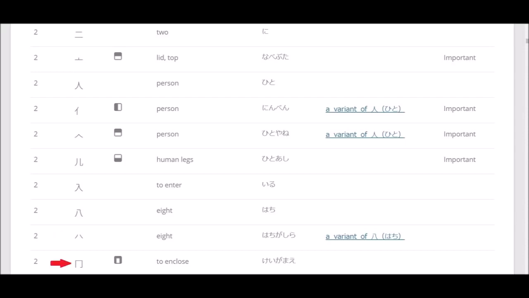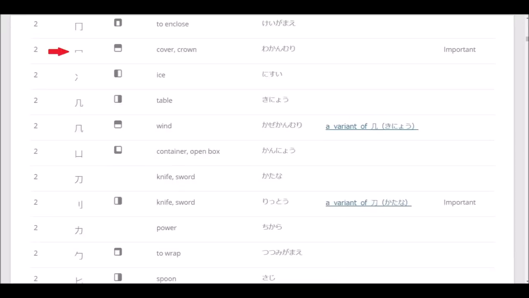Kegamae, which is to enclose, and if you look at the kanji radical, it looks like it's enclosing something. Wakamuri, which is a cover or a crown. Nisui, which is ice, and it looks similar to the water radical, which we will find later. Kinyo, table. Kazekamuri, which means wind, and if you look at this radical, it is the same radical that is used with kaze, which is wind, so that's an easier way to remember it. Kannyo, which is a container or an open box, and it looks like a container or an open box. Katana is knife or sword, and when it is a radical on the right side of the kanji, it's ritto, and as you can see, it looks like a katakana ri, so that's an easier way to remember it.